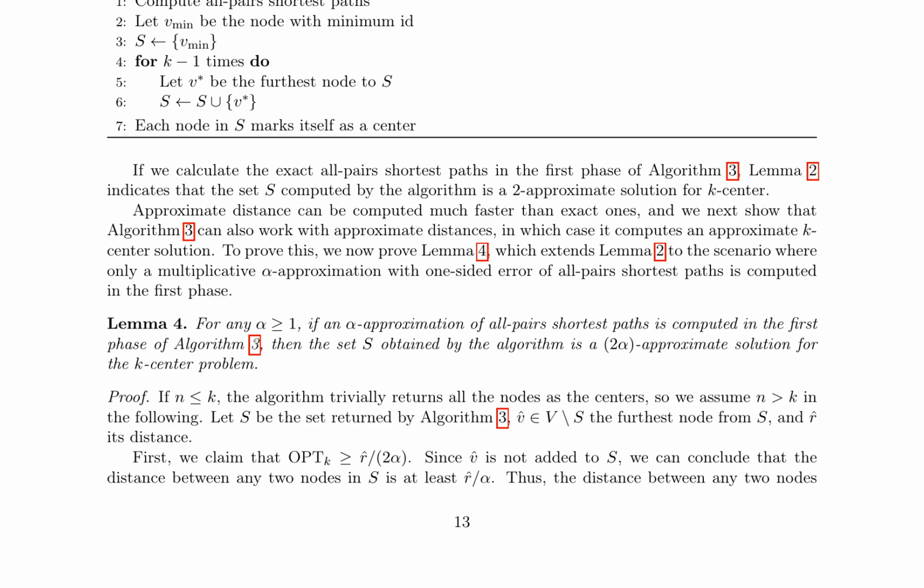The set S returned by algorithm 3, the furthest node V from S, and its distance R are considered. It is claimed that opt_k is greater than or equal to R/(2 alpha), where opt_k represents the optimal solution for the K-center problem.